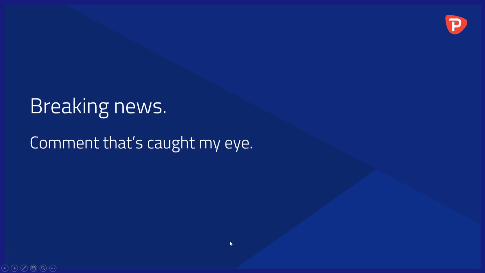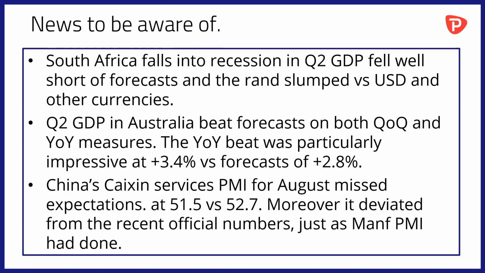Okay then, breaking news and comment that's caught my eye. First of all, South Africa has fallen into recession in Q2. GDP fell well short of forecasts, and the rand slumped versus the US dollar and other currencies as we saw earlier. Meanwhile, Q2 GDP data in Australia beat forecasts on both a quarter-on-quarter basis and a year-on-year measure. And the year-on-year beat was particularly impressive at 3.4% versus forecasts of 2.8%.